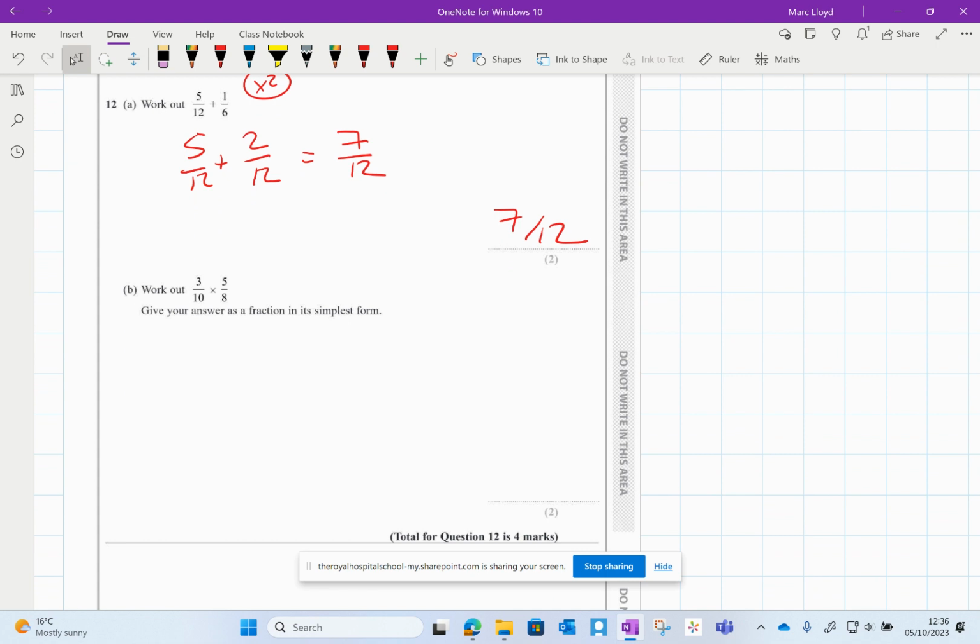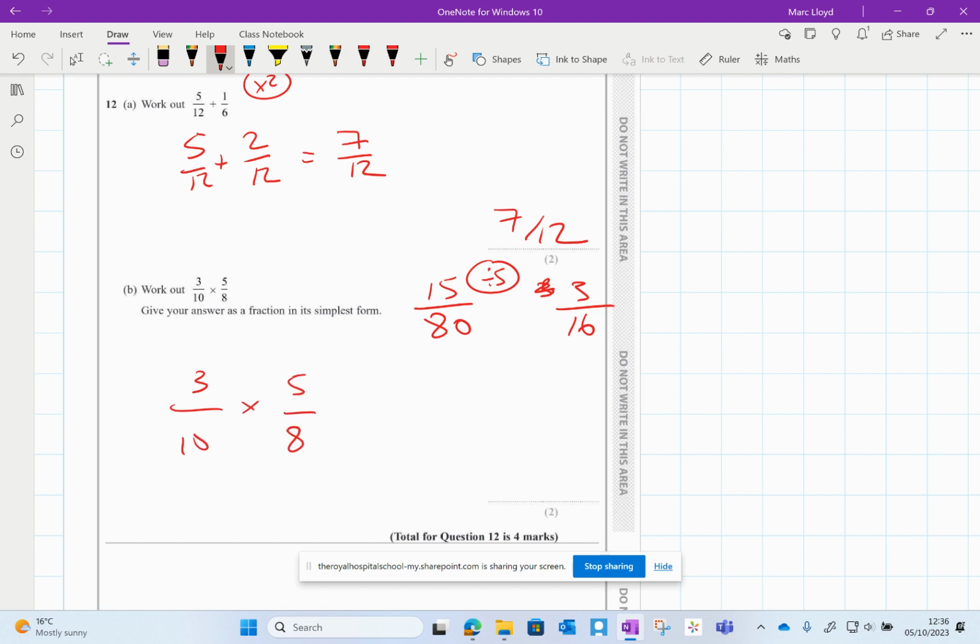Give your answer in its simplest form. We've got 2 ways of doing this. We can just multiply across, top times top, bottom times bottom, which would give us 15/80. And then we can simplify by dividing by 5, top and bottom, which is 3/16. Alternatively, you can have this little cheat.